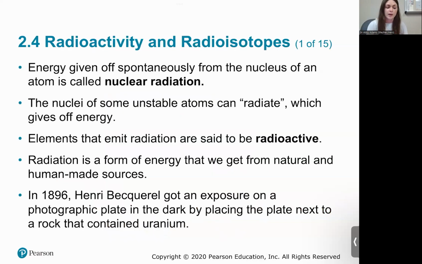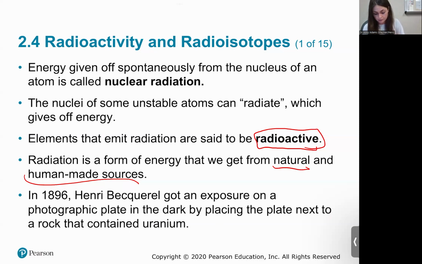So when you have an atom that is spontaneously giving off energy, this is called nuclear radiation. Elements that emit radiation are called radioactive. That would be a radioactive element. This occurs in unstable atoms. You find this in nature, and you find this in human-made sources. So it can be made in a lab.